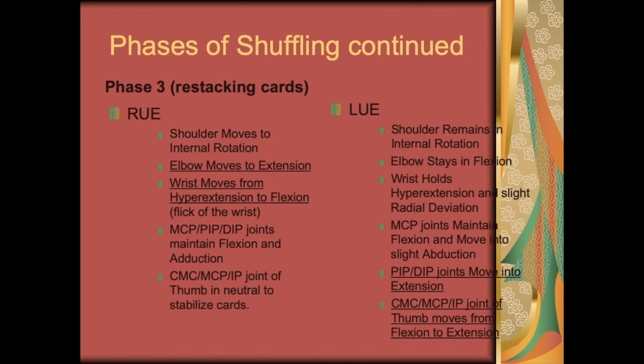Phase 3 is the most important phase since it is when the cards are replaced and shuffled back in. The right upper extremity displays gross motor patterns such as the elbow moving to extension and the wrist moving from hyperextension to flexion, also known as the flick of the wrist, or moving back into neutral. The left upper extremity moves from a stabilizing position to active movement from flexion to extension at the thumb joints and the PIP and DIP joints of the digits.